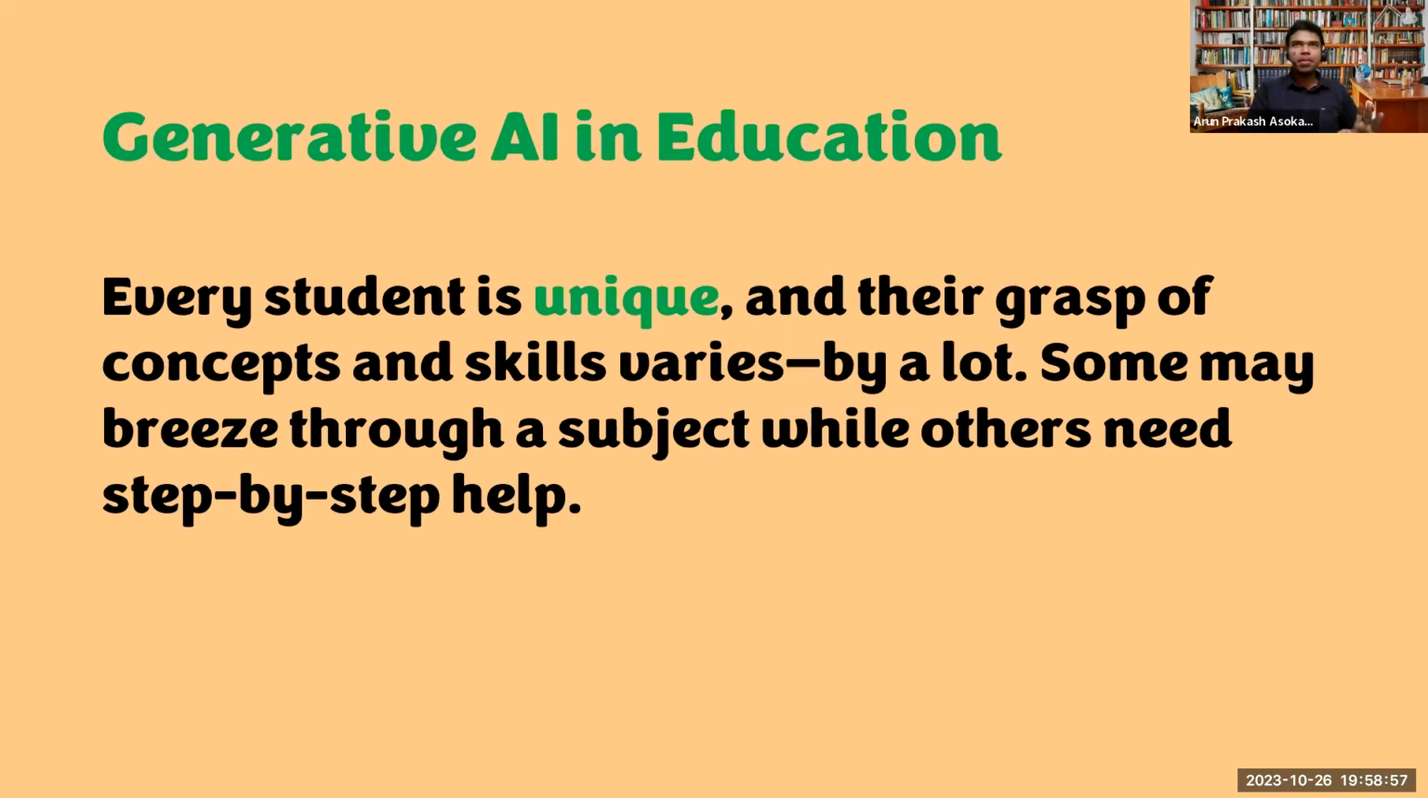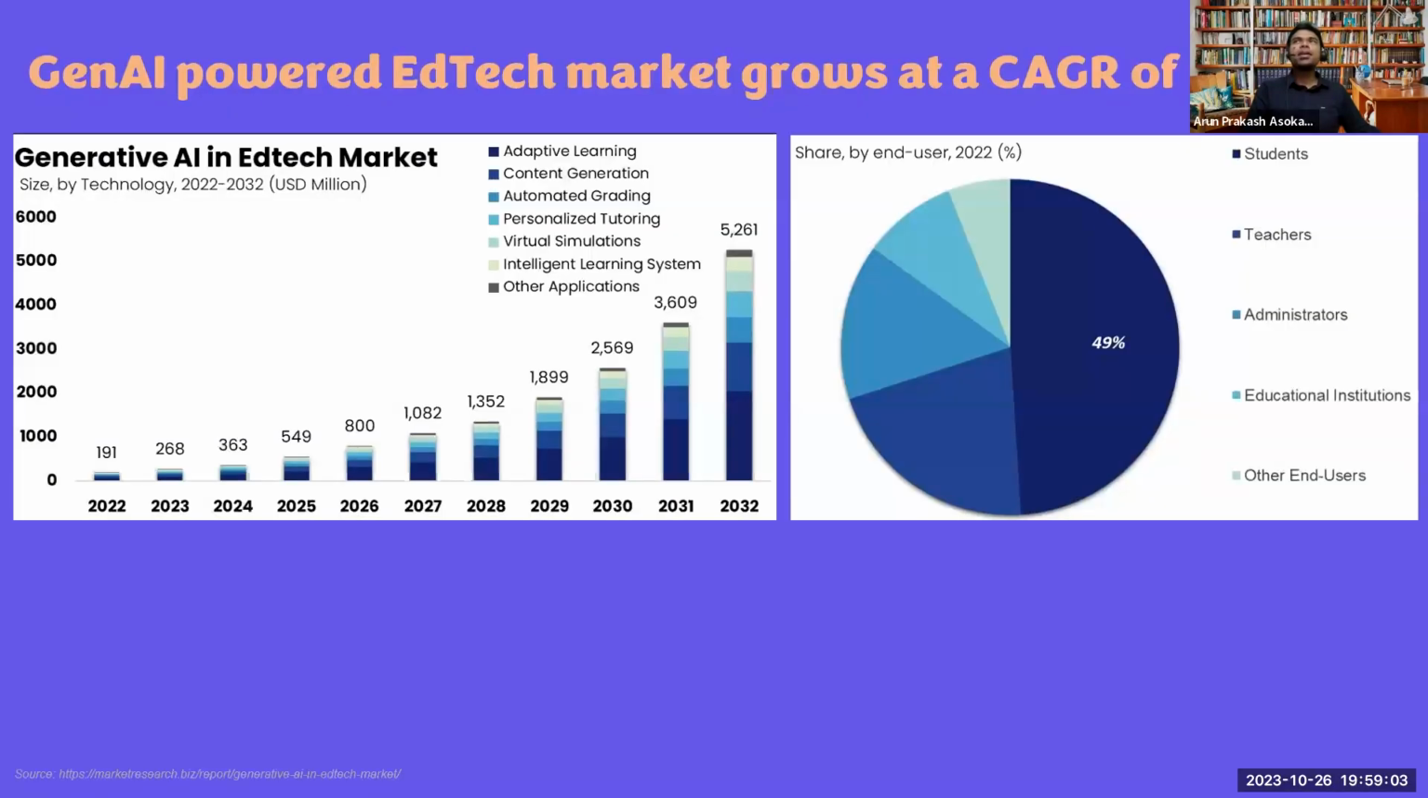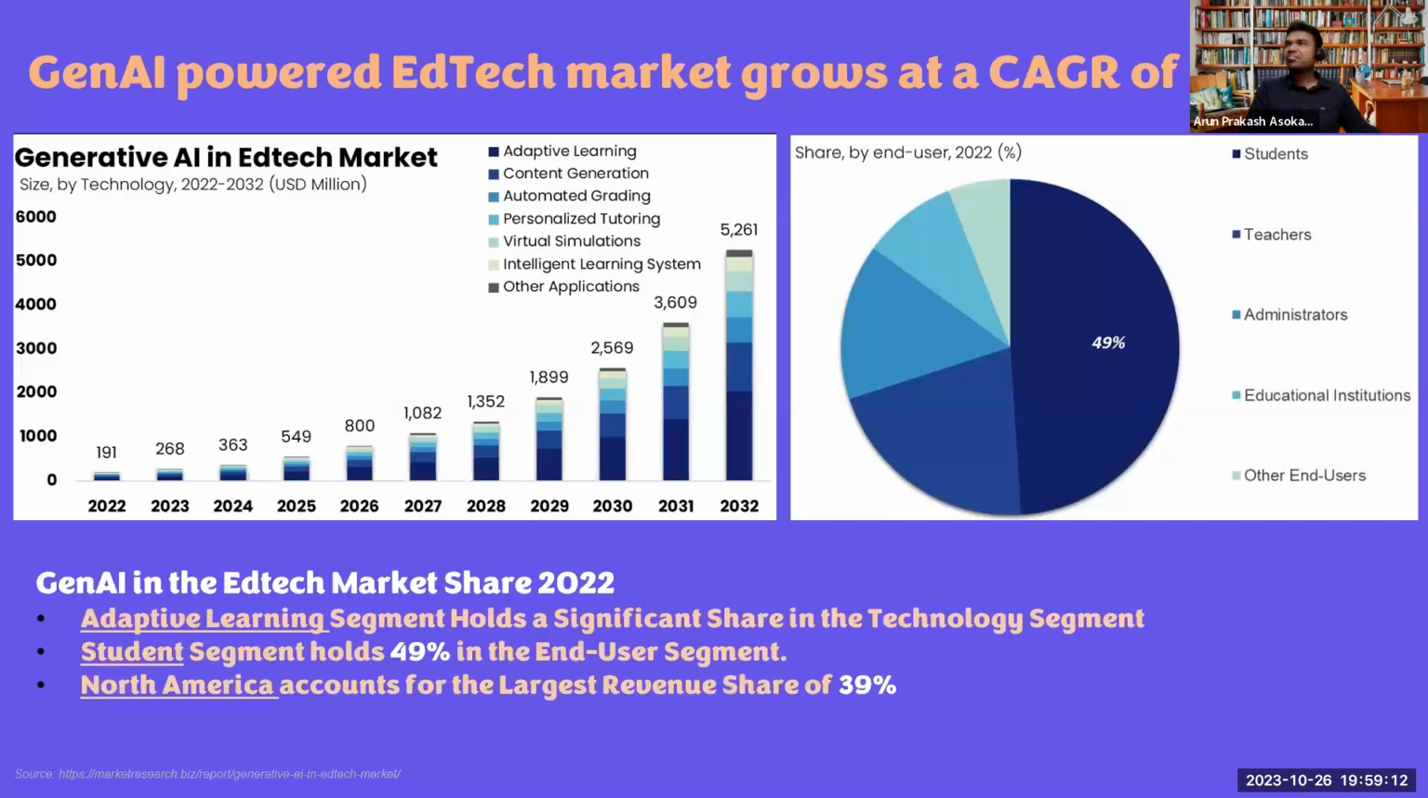Now, in the interest of time, I want to quickly show how the field of education is really getting revolutionized. This particular sector has a CAGR of 40.5, and this is unbelievable, right? EdTech industry powered by GenAI. Now, EdTech has a great share, adaptive learning, student segmentation. These are all certain areas where GenAI can really help.